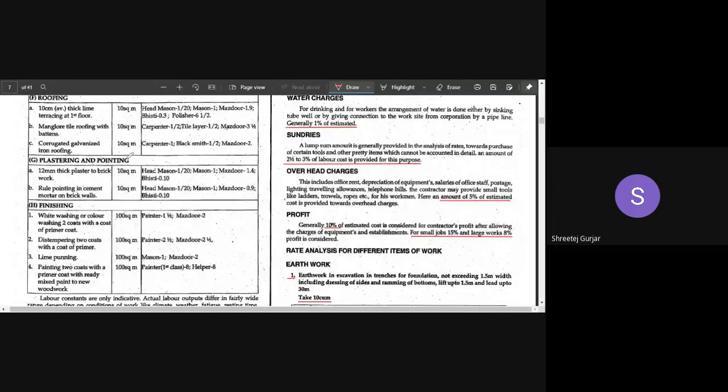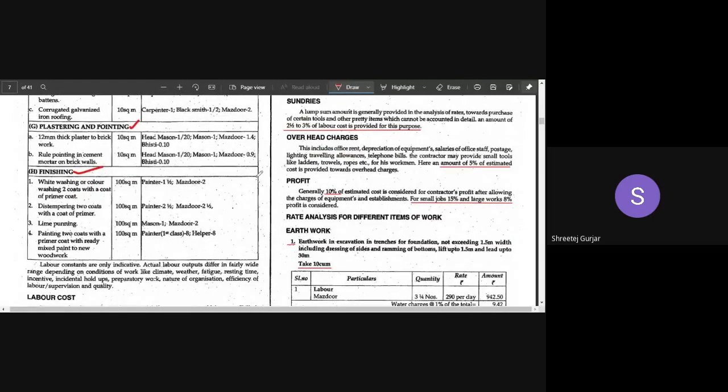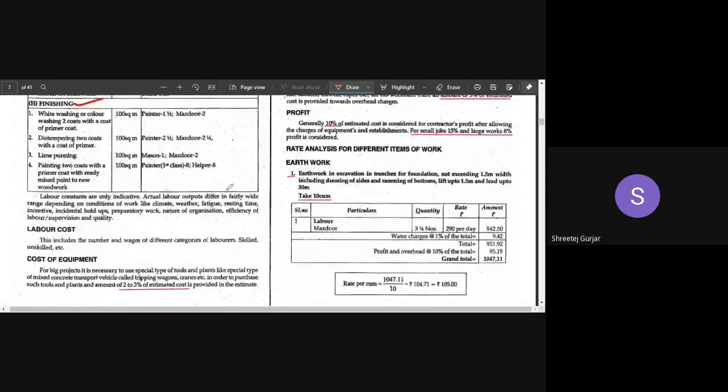Then plastering and pointing, finishing. Okay, you need to remember the types of laborers that are required, types and their quantity, number of laborers and their type. You have to remember. You can read through and get an idea. I have explained wherever Mazdoors, Bistis, and head masons are required.